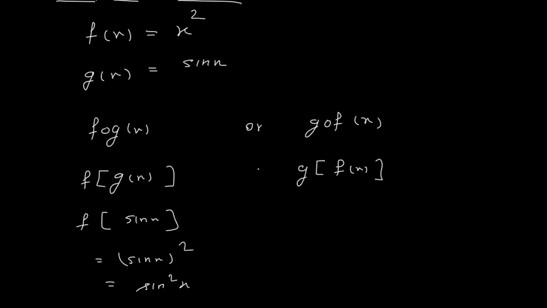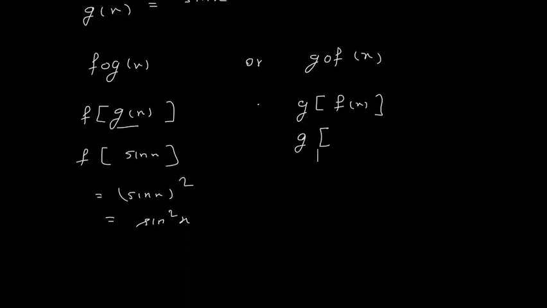It is sin x the whole square. Sin x is a function, and something the whole square is also a function. So the inner function is g(x), which is sin x, and the whole square is the outer function. Similarly here, if I take g of f(x), in place of f(x) I will put x square. Then g of x square, where g(x) is sin x, becomes sin of x square. Here it is sin square x, here it is sin x square.